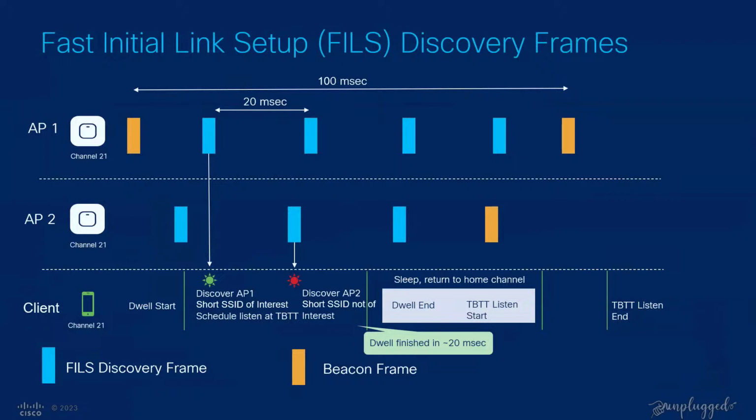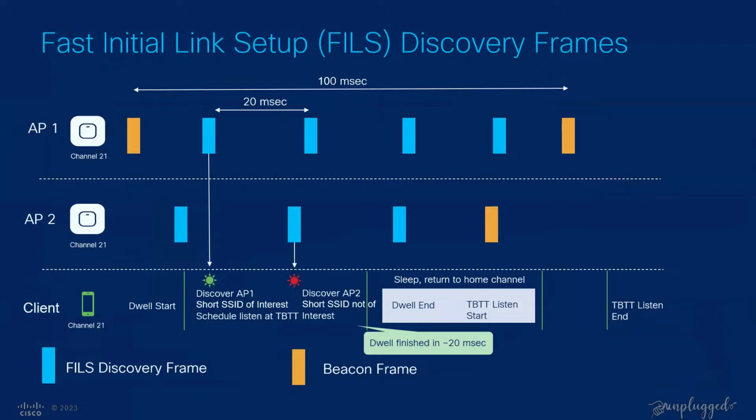And what you can see here is you've got a couple APs, both of them on the same channel as the client. And they're sending out beacons, which are highlighted in yellow. And these beacons are sent out around every 100 milliseconds. But then you've got this FILS frame, which is new. And this is sent out, you can see, much faster. It's sent out every 20 milliseconds.